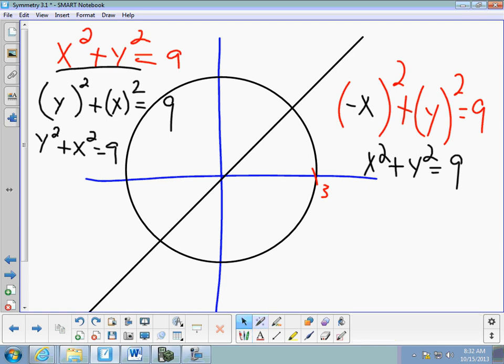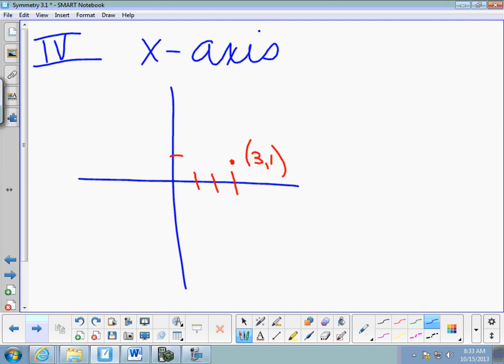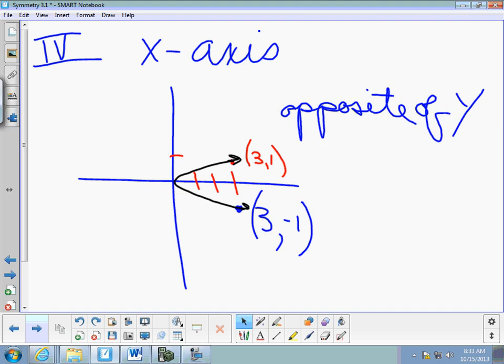If I wanted to check symmetry through the origin, I take both the x and the y and change them into the opposite. Simplifying this, I get that. Simplifying this, I still get that. There's symmetry through the origin as well. Last one, x-axis. Kind of a process of elimination. And visually, look what happens, right? When you go across the x-axis, the only thing that changed was the y value. Perfect.